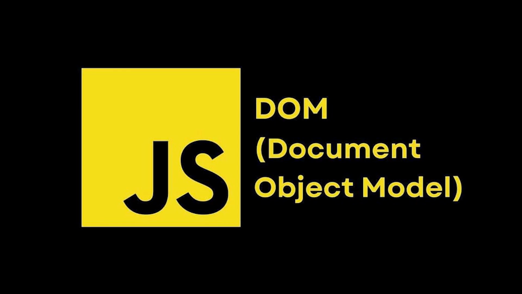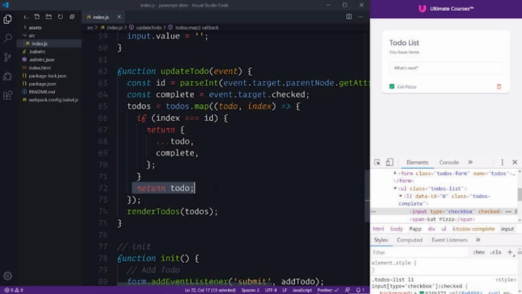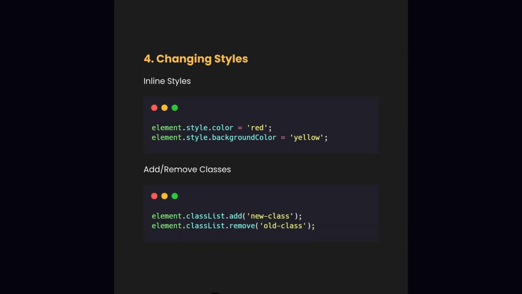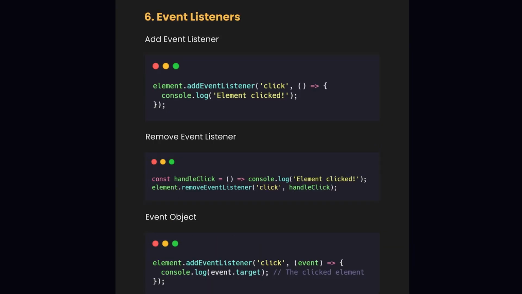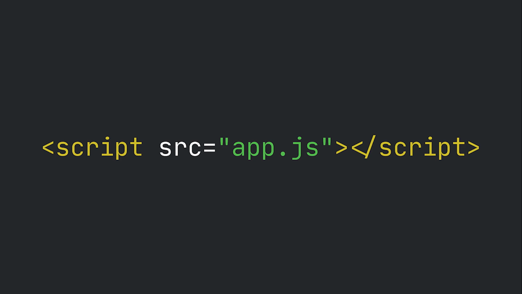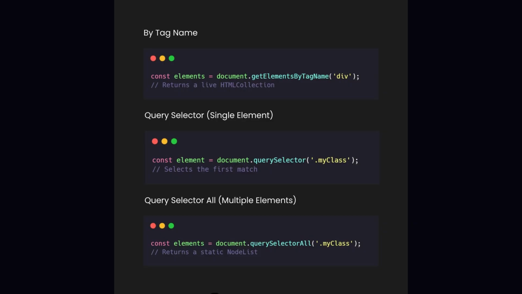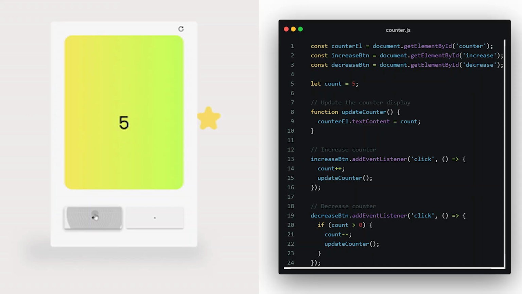The Document Object Model, or DOM, is like a tree diagram of your web page. It allows JavaScript to interact with HTML elements, changing content, styles, and responding to user actions. Connecting JavaScript to HTML is simple. Use the script tag in your HTML file, either in the head or at the end of the body. To select elements, use methods like querySelector. Here's a simple counter app to show query selectors, event listeners, and DOM manipulation in action.